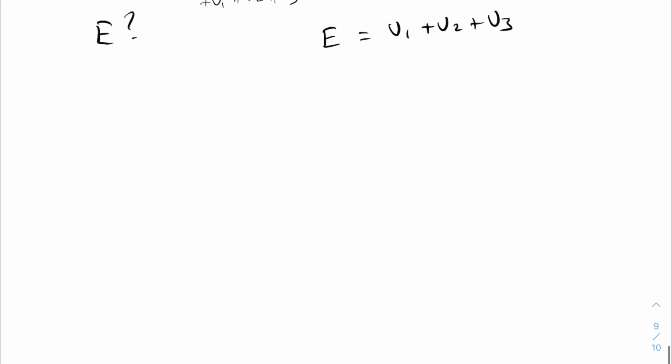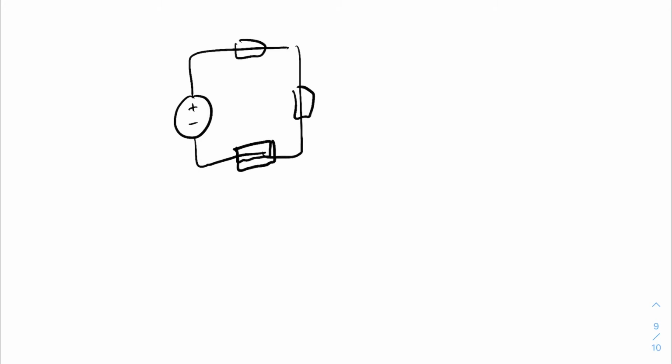Okay, let's do another one. So we'll do a basic one. Yeah, so this is another way of drawing a voltage source. We've got 3 resistors again. The voltage drop across this resistor is 5 volts. The voltage drop across this resistor is 3.5 volts. And the voltage drop across this resistor is 1 volt. What's the value of E?